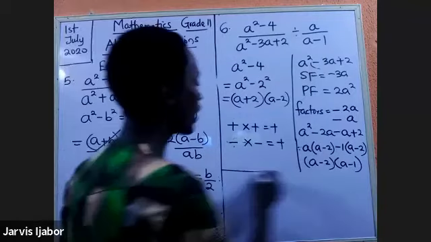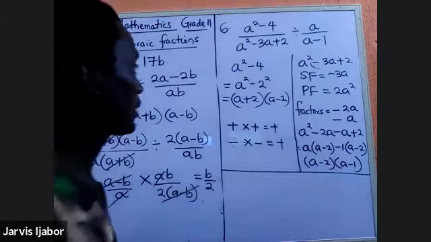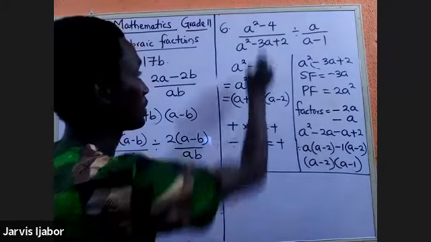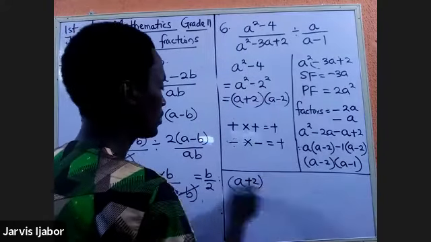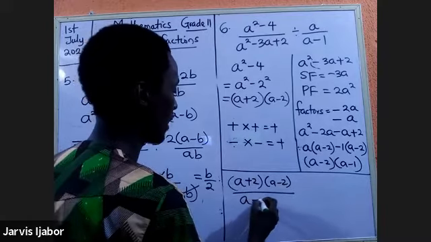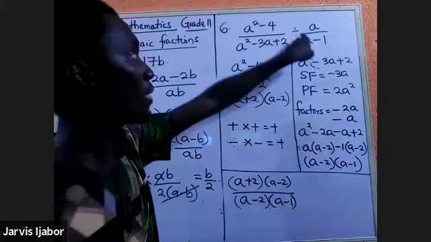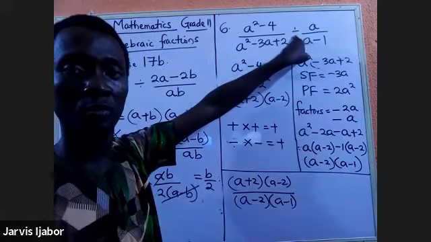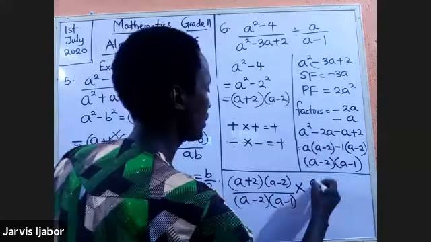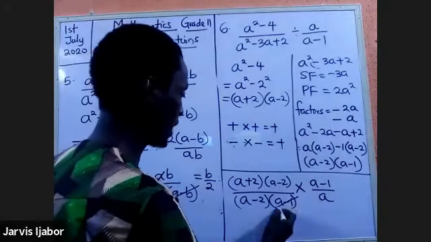It is after you have gotten this that you will need to resubstitute these where you have them. So this will be a plus 2 into a minus 2 over a minus 2 into a minus 1. When you have the division sign, it turns to multiplication and the fraction is inverted. And that will be a minus 1 over a. So what do you have? This will cancel, sorry, not that.